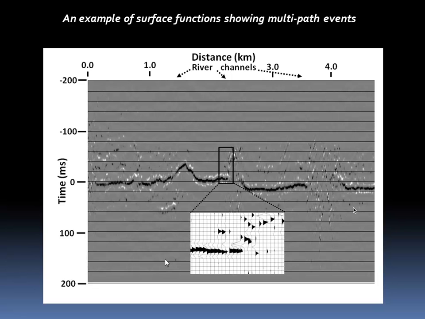But the point I want to make here is we look at this little box here, and here we see some of the advantage of going to surface functions instead of single static shifts. We can see that we've got more than one peak for some of these surface functions. This indicates the existence of multipathing, which we know happens in the Mackenzie Delta near one of these melted zones. And a river channel is a good example of that.